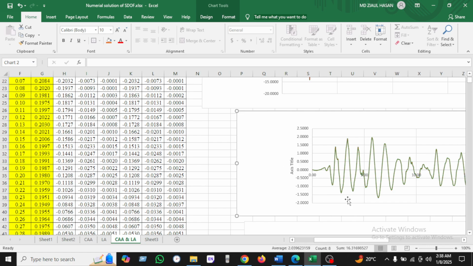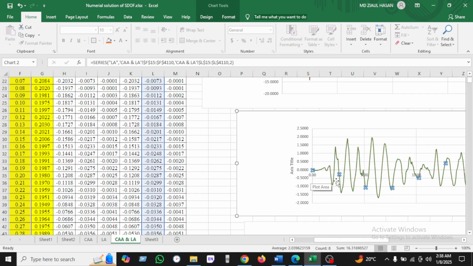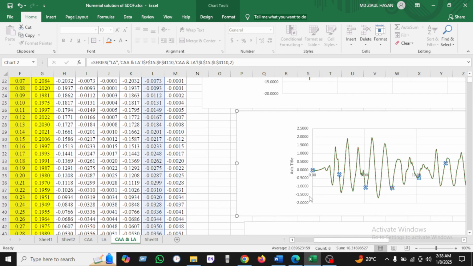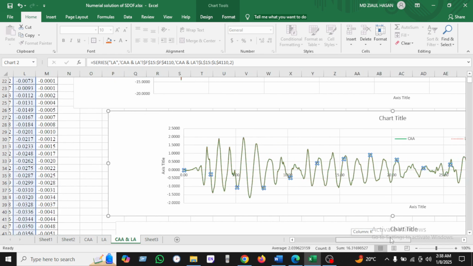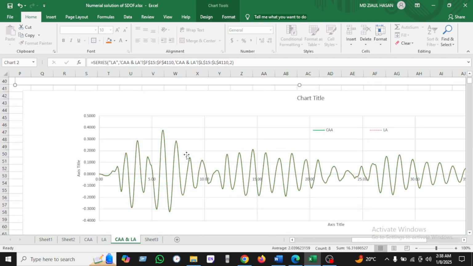So this is the velocity versus time graph, which is dotted. The red color is linear acceleration, and the blue color is the constant average acceleration method.